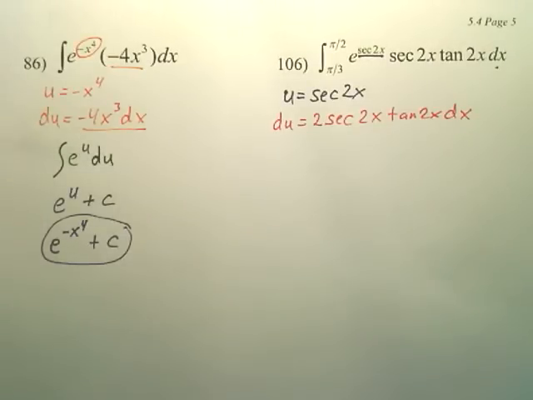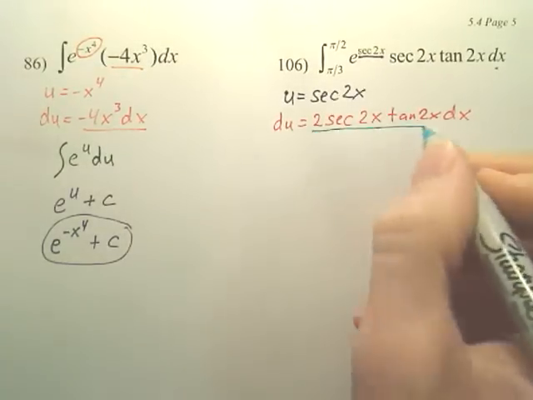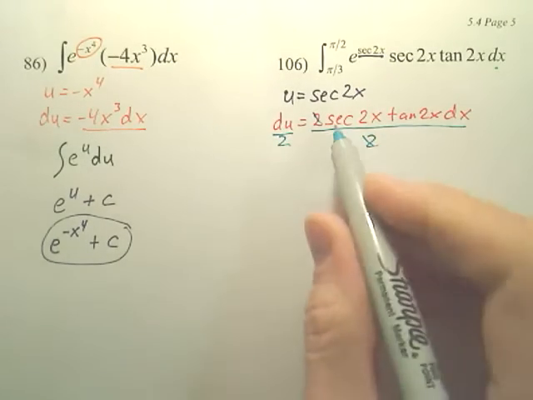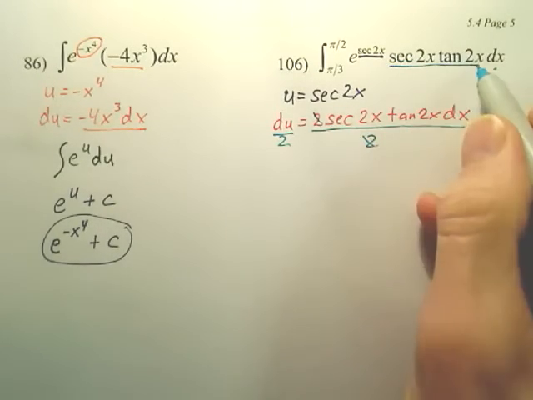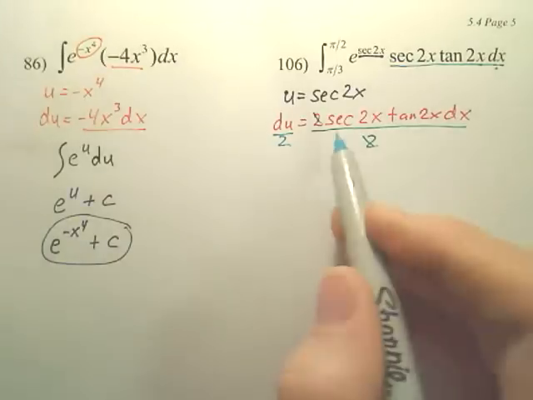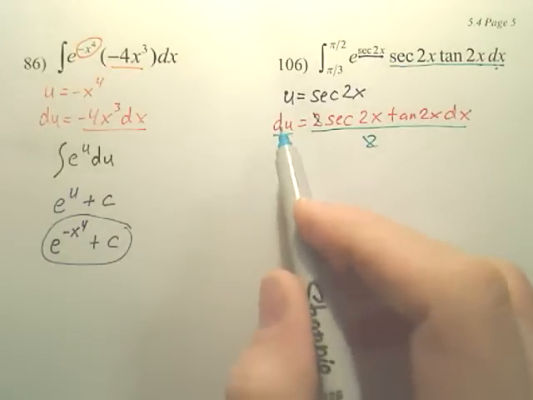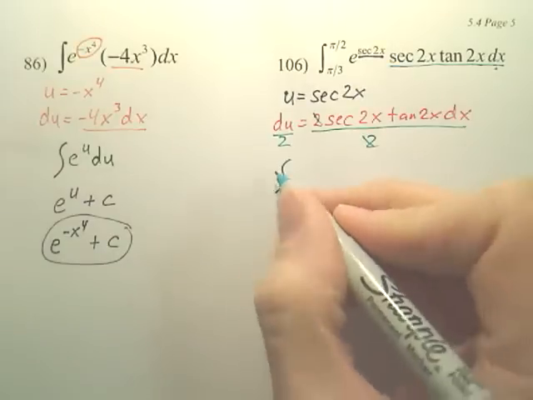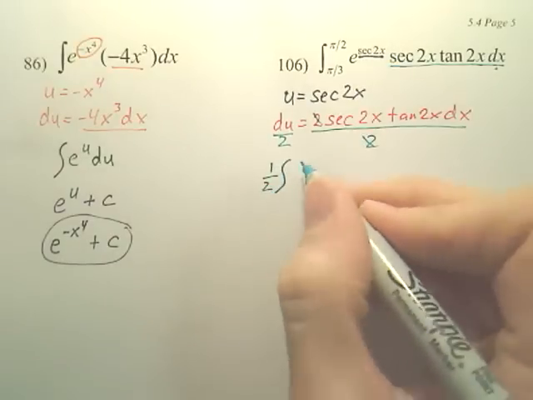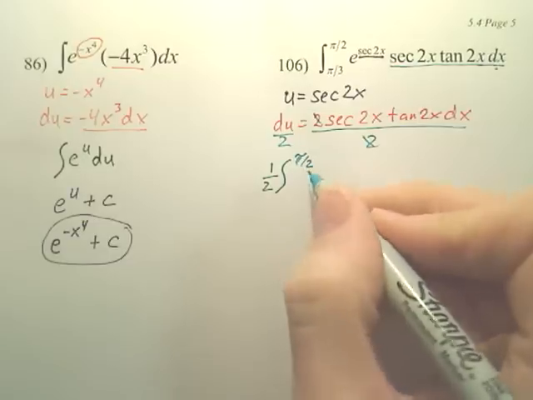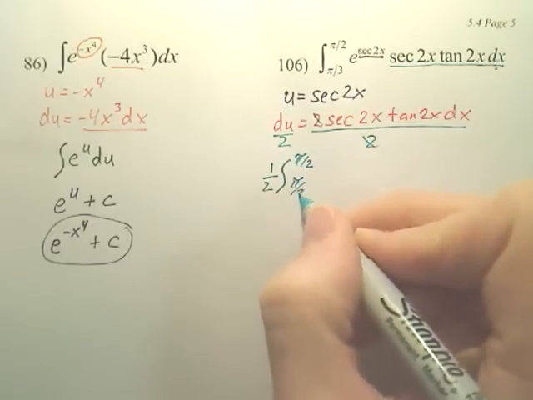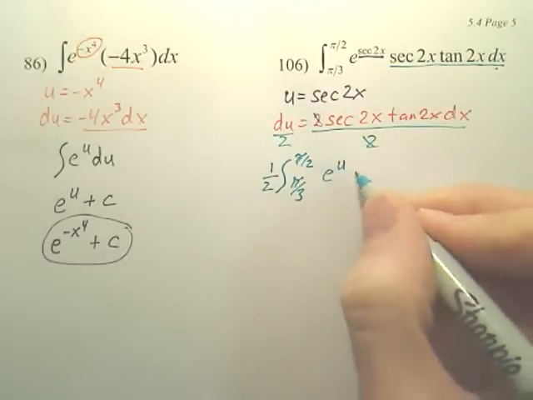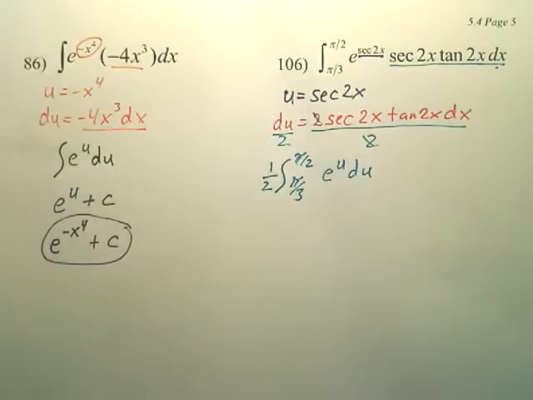And what happens a lot of times is people forget to divide this 2 over. Because this matches this, but this 2 has to go over and you have a 1/2, which a lot of people forget. So I now have a 1/2 out front, a pi over 2, a pi over 3, and an e to the u du.